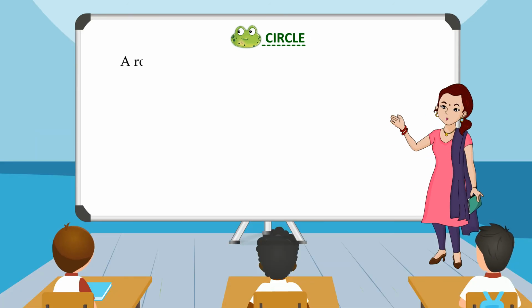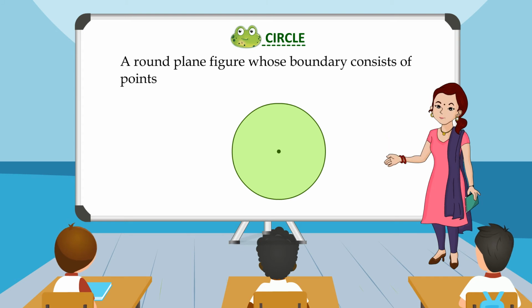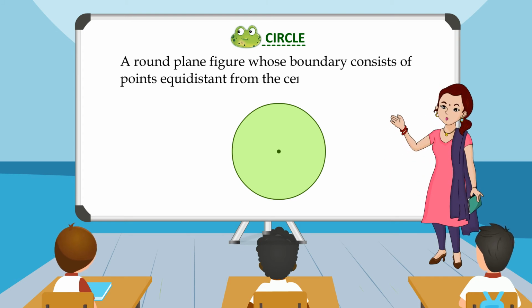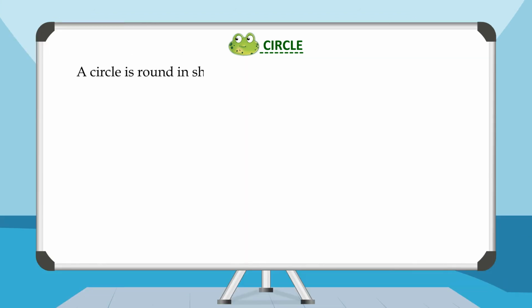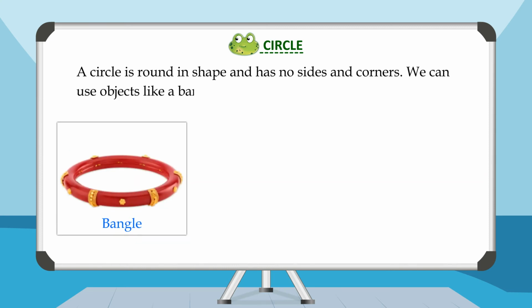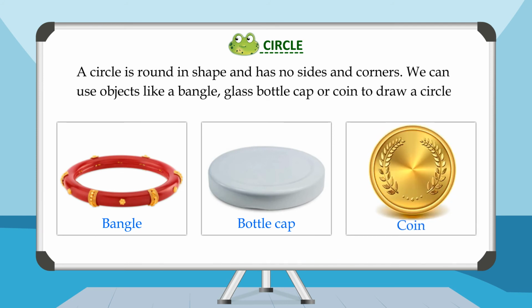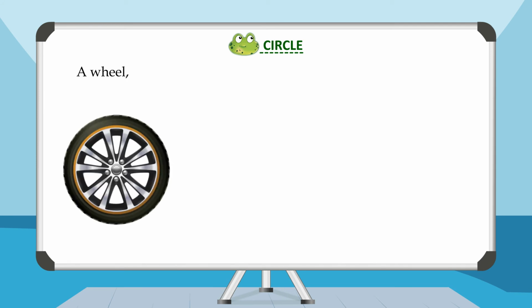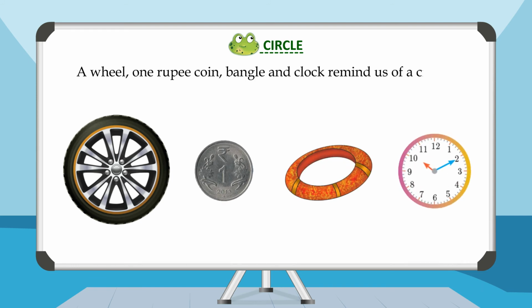Circle. A round, plane figure whose boundary consists of points equidistant from the center is called a circle. A circle is round in shape and has no sides and corners. We can use objects like a bangle, glass bottle cap, or coin to draw a circle. A wheel, 1 rupee coin, bangle, and clock remind us of a circle.